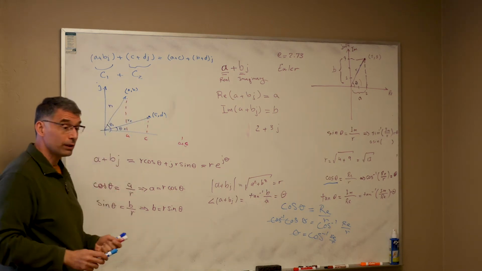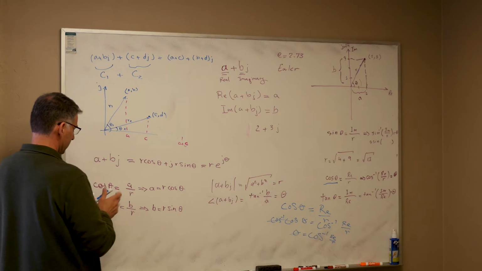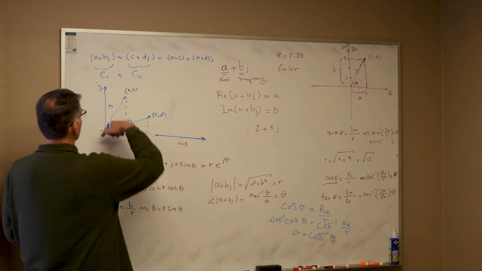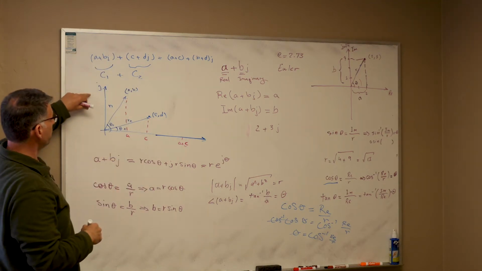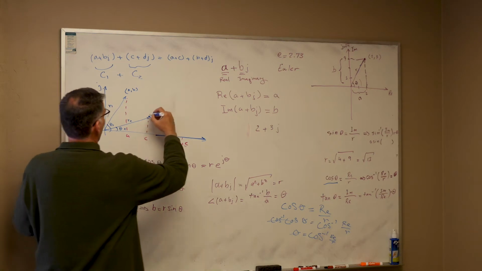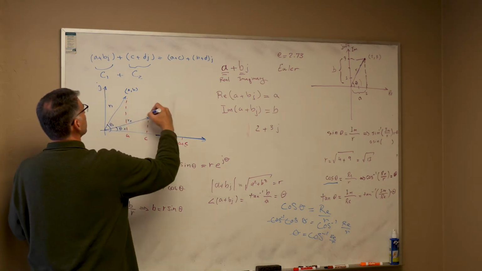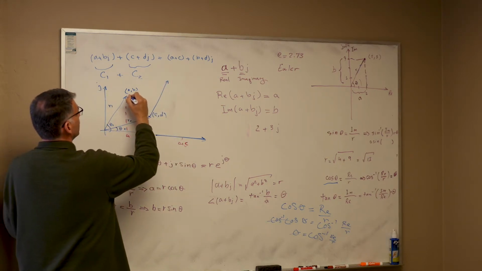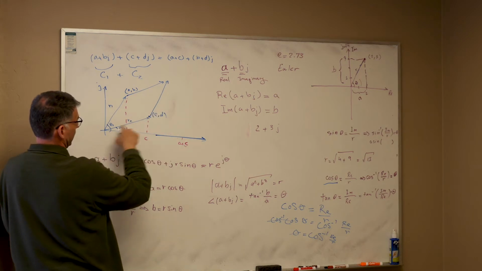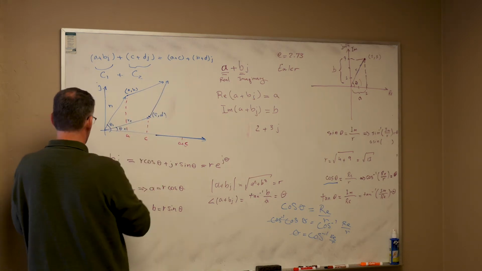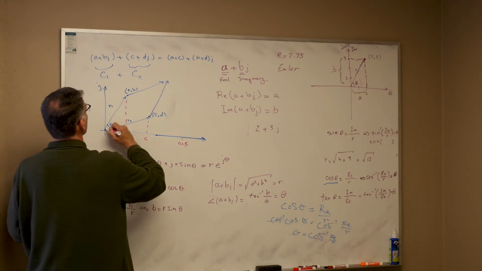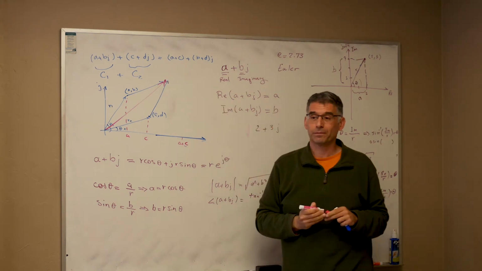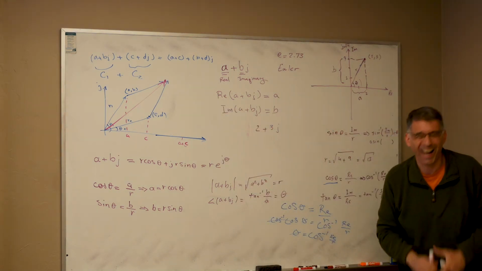But the cool thing is pictorially, if I did A plus C here, and then up here I did B plus D, it's the same as drawing, if I call this a vector, the same one from this point, and drawing another one up here, the sum is this. And that would be the point.